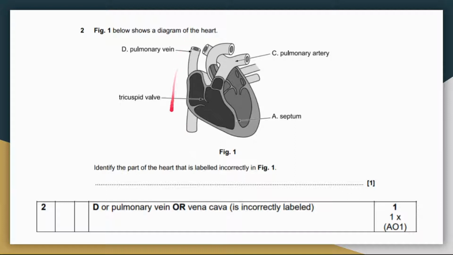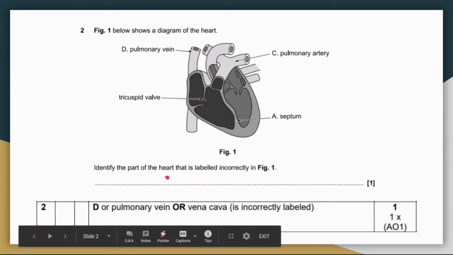So if you can use this image for your revision and you can identify all the different parts of the heart in this image, then you're probably going to be shown this again and be able to get the answer correct in an exam paper. So the question is, figure 1 shows a diagram of the heart. Identify the part of the heart that is labelled incorrectly.